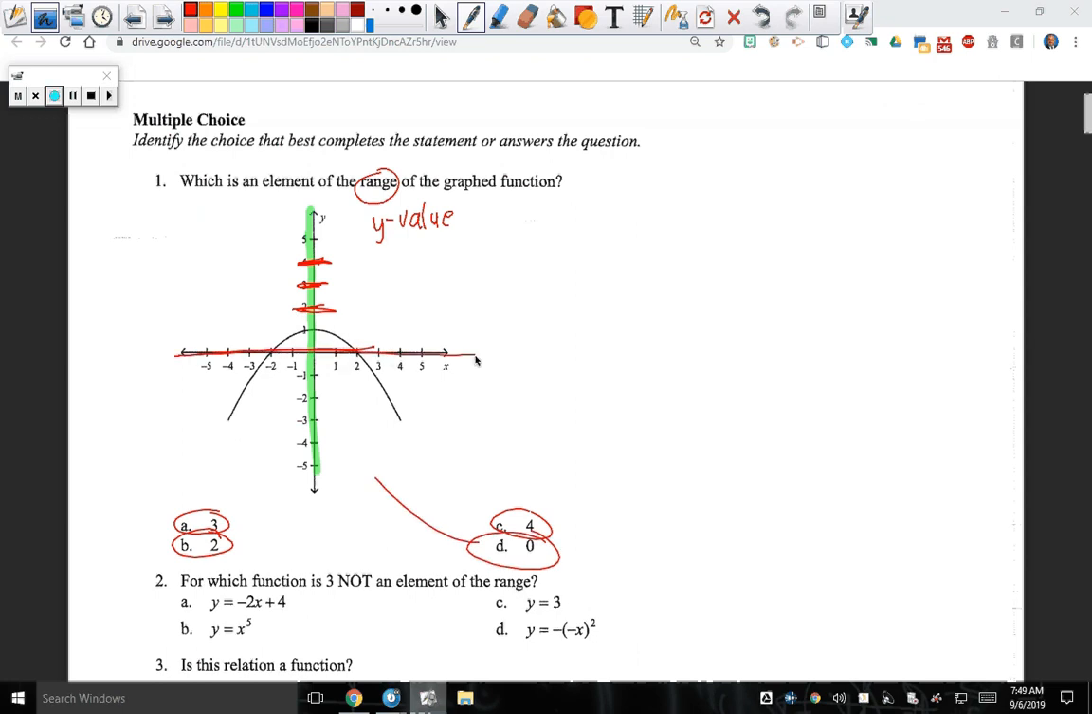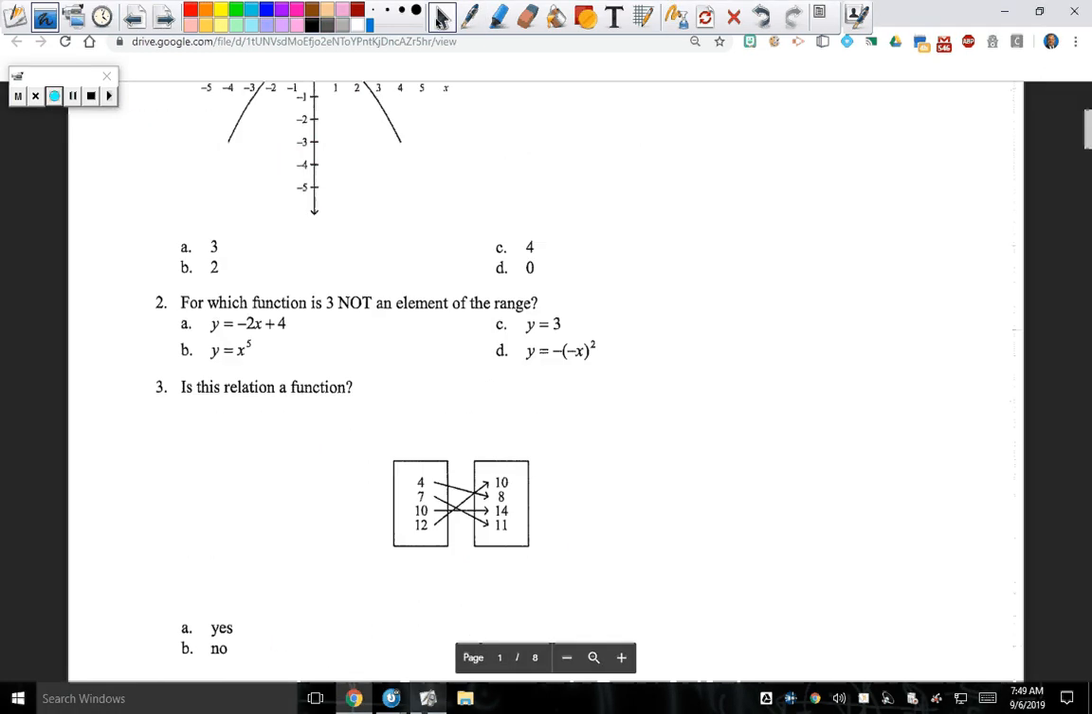It says which is an element, that means which one belongs in the set of the range. So obviously you see that it's 0, because there are in fact 2 places where it exists. So the answer would be D. Alright, so let's go to number 2.